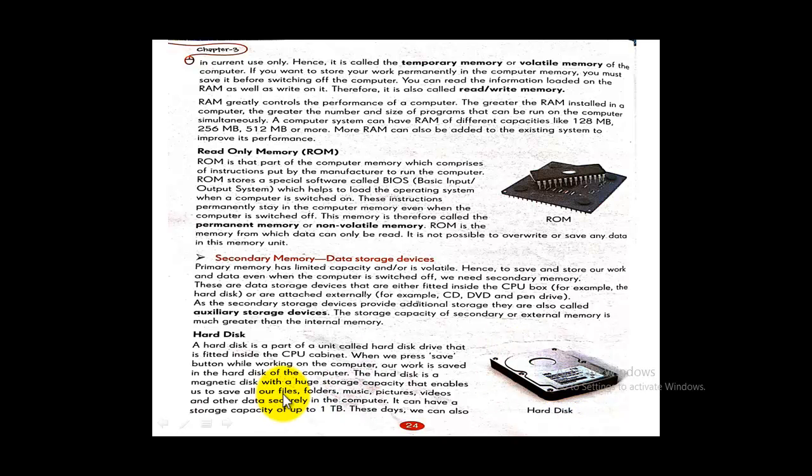Any files, folders, music, pictures, videos, and other data are stored securely in the computer. When you turn off the computer, it doesn't erase. When you turn on the computer again, you can work with the same file again. If the work on a new file is not finished, then you can save the file so that you can use it for future use.